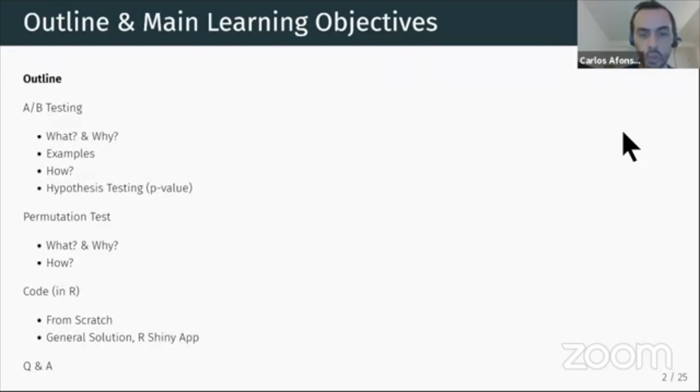And in the end, we'll do the coding session in R, where we implement from scratch all the concepts that we learn both in A/B testing and permutation test. And so you'll see the details of the concepts that we learn happening directly in the code. And then we'll show you a more general solution. And at the end, we'll even show you our Shiny app, an interactive app where we can play with all these concepts that we learn. Okay? And at the very end, again, we'll have the Q&A session.